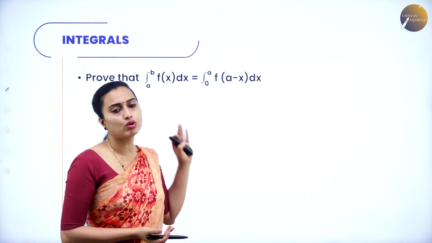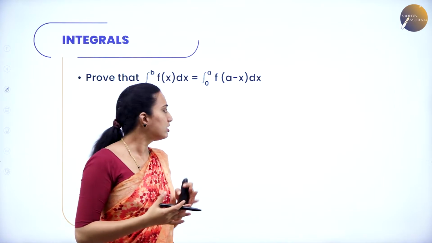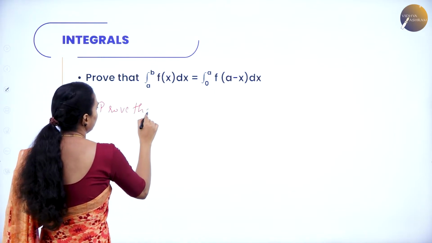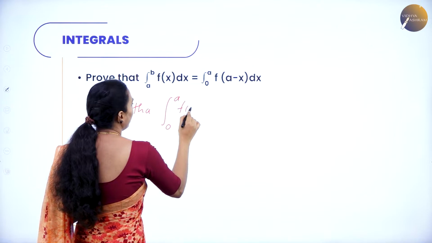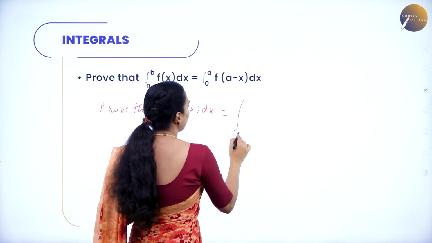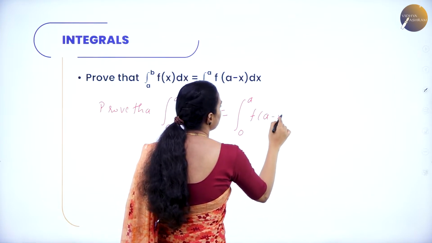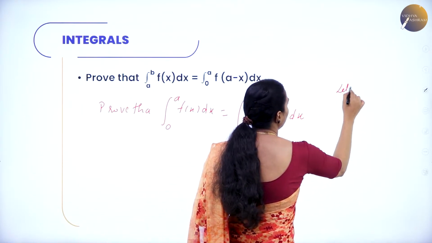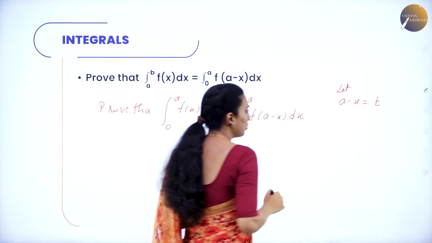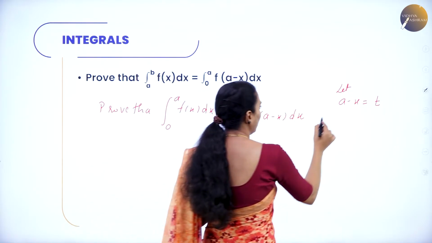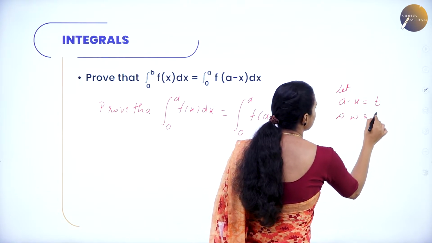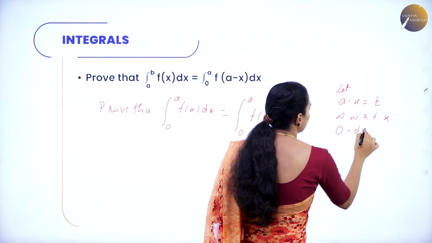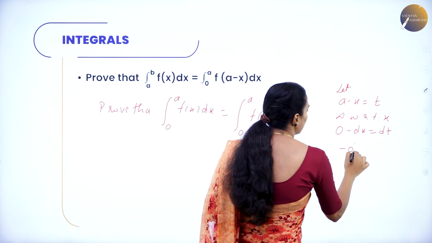Prove that integral, it is not a to b, it is 0 to a. You are having 0 to a f of x dx. Let me write, prove that integral 0 to a f of x into dx is equal to integral 0 to a f of a minus x into dx. Now here, the substitution of the property goes like this. Let a minus x is equal to t. So therefore, differentiating a gives you 0, and differentiation of minus x is nothing but minus dx is equal to dt. Otherwise, minus dx is equal to dt.